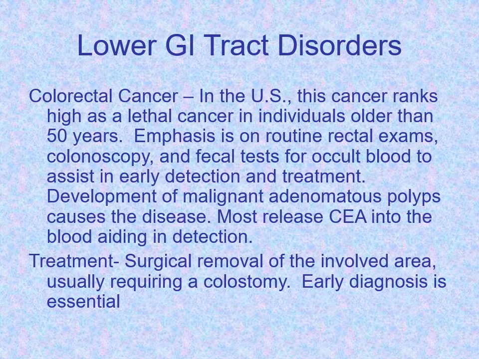Colorectal cancer. In the U.S., this cancer ranks high as a lethal cancer in individuals older than 50 years of age. Emphasis is on routine rectal exams, colonoscopy, and fecal tests for occult blood to assist in early detection and treatment. And what I've been told, if you're predisposed to colon cancer due to a family member having it, or you're 50 to 55 years of age, you should have a colonoscopy and not rely on tests like occult blood or Cologuard, because as with most other cancers, when you're starting to see blood present, those polyps have ulcerated, and there's something that could be taken care of a lot earlier by colonoscopy detection and removal of the affected polyps. Not all polyps are cancerous or malignant, but they can be treated a lot earlier than letting them go into the stage where they're bleeding.